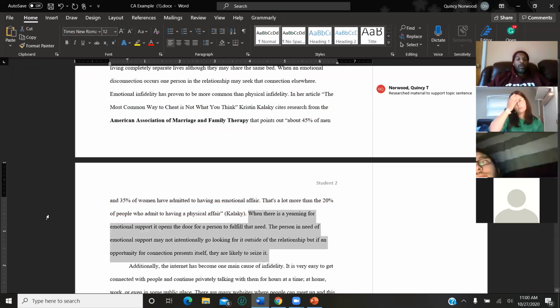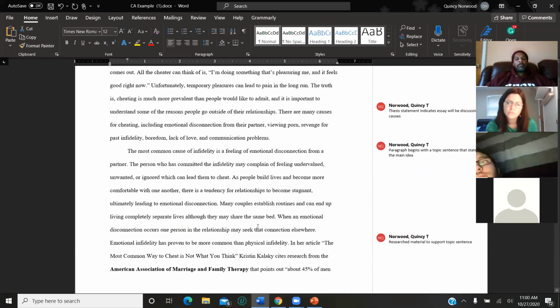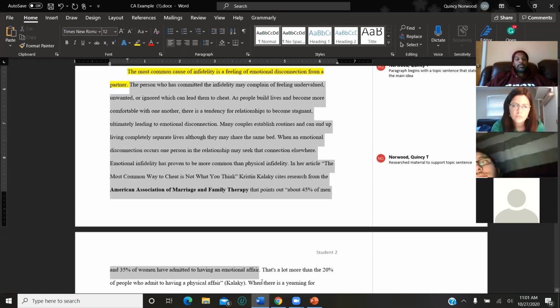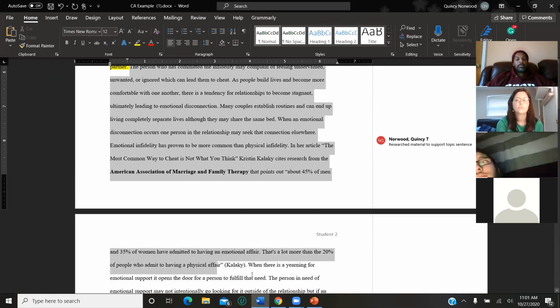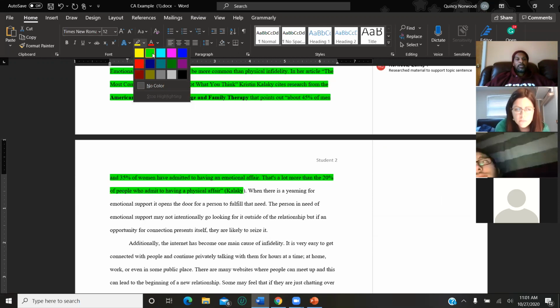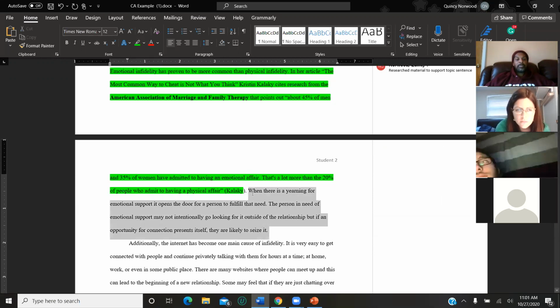When there is a yearning for emotional support, it opens the door for a person to fulfill that need. The person in need of emotional support may not intentionally go looking for it outside of the relationship, but if an opportunity for a connection presents itself, they are likely to seize it. Point. Information. Explanation.